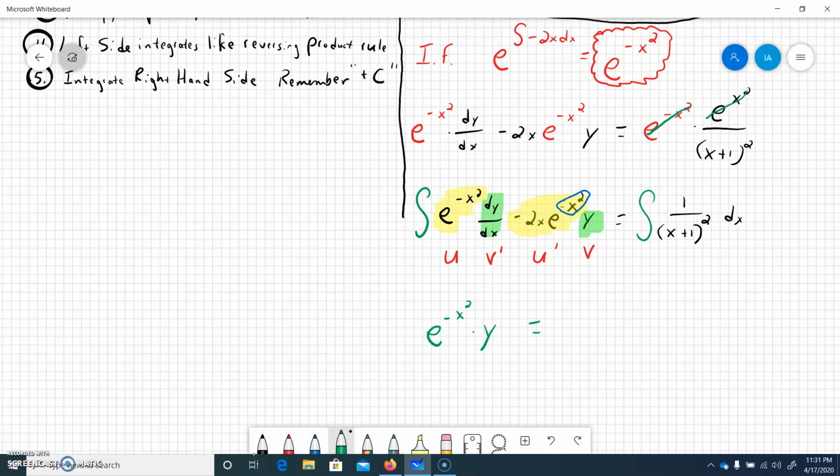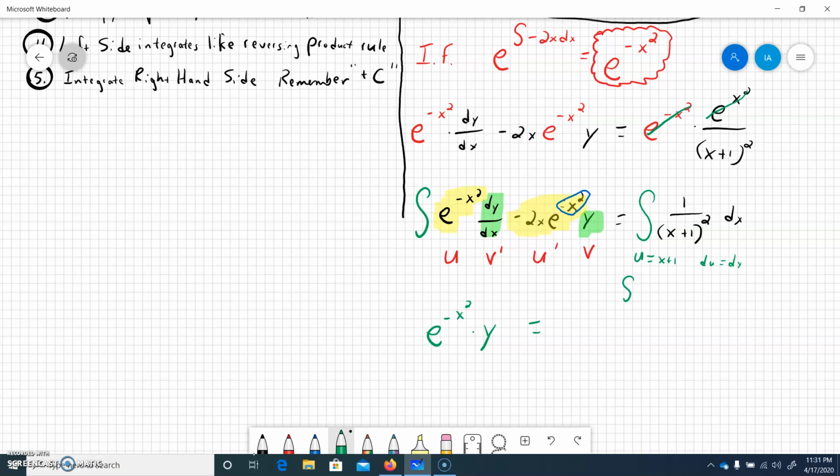Now on the right hand side, we see something we may or may not be familiar with. It looks to me like it is a u substitution. So when you integrate, anything could happen. You could have partial fractions, you could have integration by parts, you could have a trig substitution. Let's see here. So if we're doing u substitution, u would be x plus 1, du would be dx.